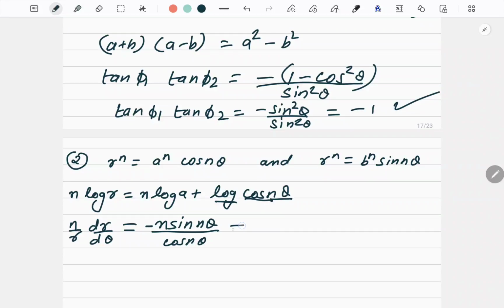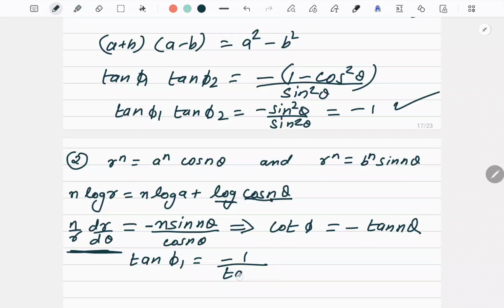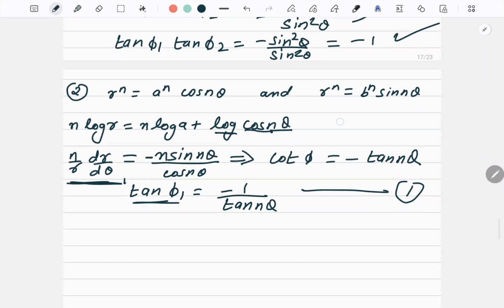This implies n will get cancelled on both sides, and 1 by r dr by d theta will become cot phi. So cot phi is equal to minus tan n theta. Correct? But my interest is in tan phi. So tan of phi 1 is equal to minus 1 upon tan n theta. So this becomes my equation number 1, because I got the value of tan of phi 1.